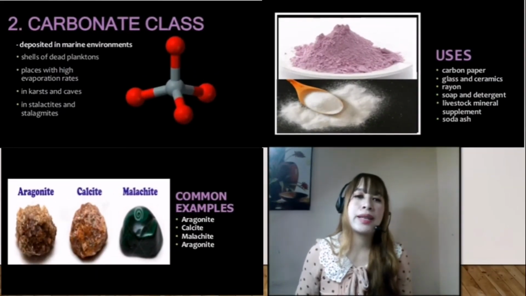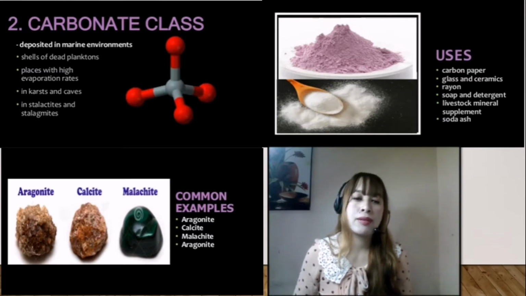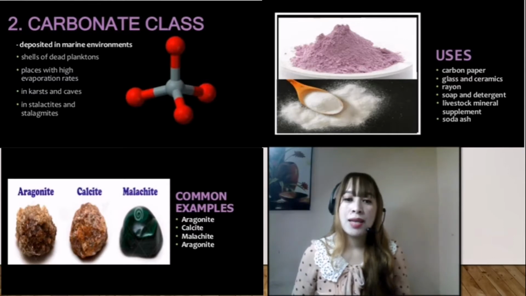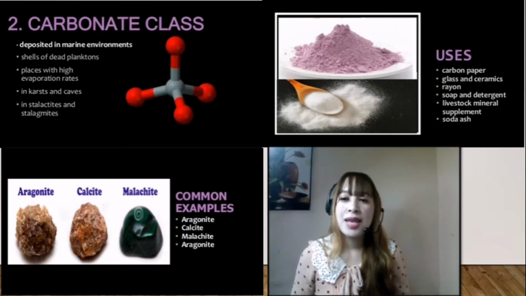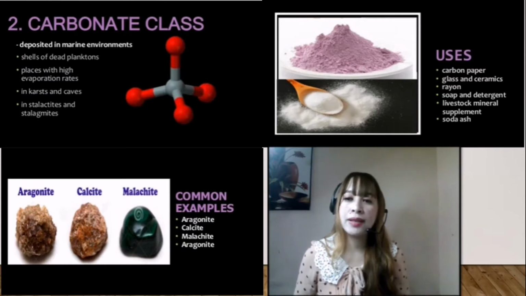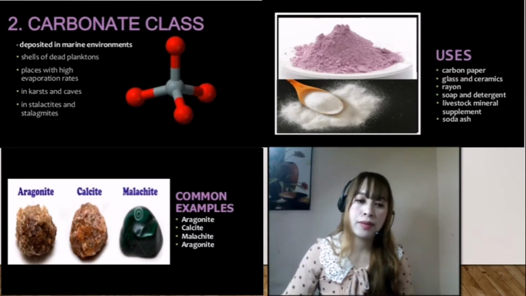Next is the carbonate class. The carbonate class refers to minerals deposited in marine environments, like in shells of dead planktons, places with high evaporation rates, in karsts and caves, and in stalactites and stalagmites, also in caves. The common examples are aragonite, calcite, and malachite. The uses are carbon paper, glass and ceramics, rayon, soap and detergent, livestock mineral, and soda ash. So these are examples of carbonate class.